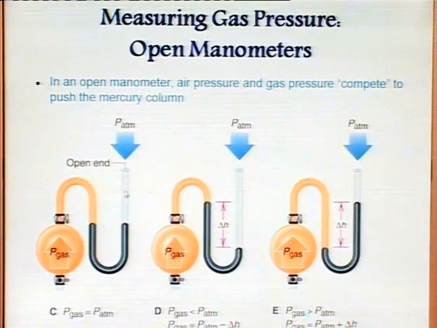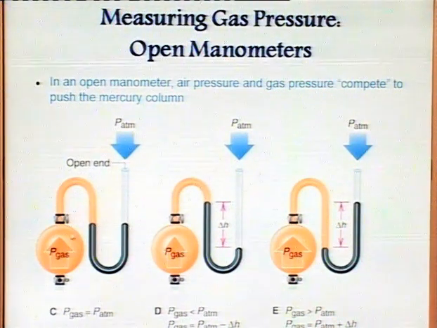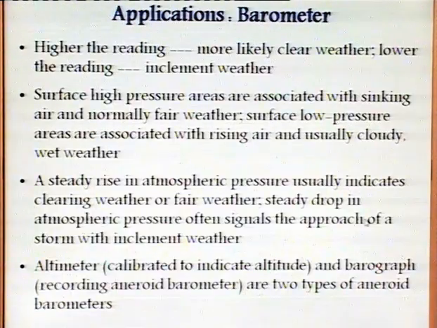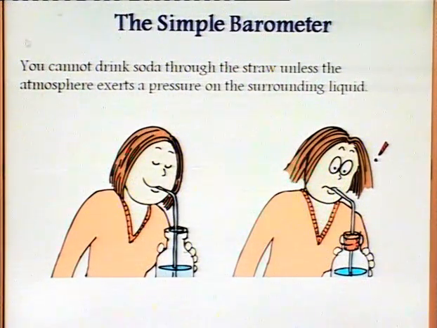Next, if we take an open manometer instead of a closed manometer, then if there is no pressure, these two are equal. If the gas pressure is more than atmospheric, there is an increase in height in this direction, but if the atmospheric pressure is more as compared to the gas pressure, then the height increases in the other direction. A simple application of the barometer is that we cannot drink soda through a straw unless the atmosphere exerts a pressure on the surrounding liquid.